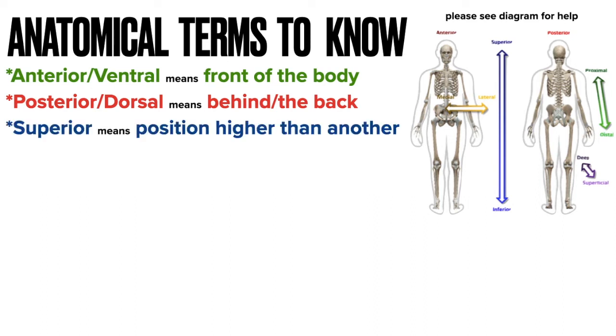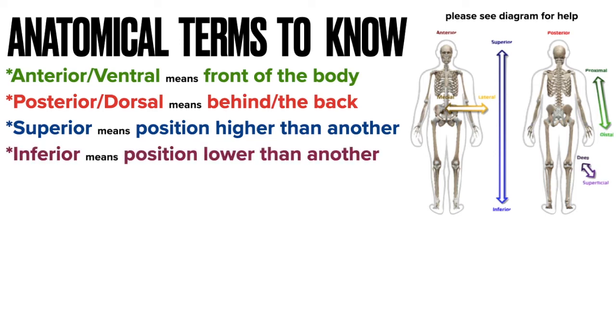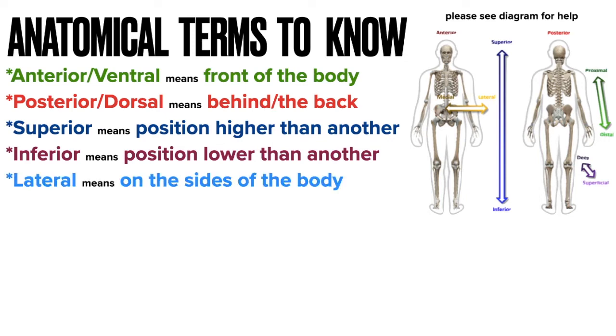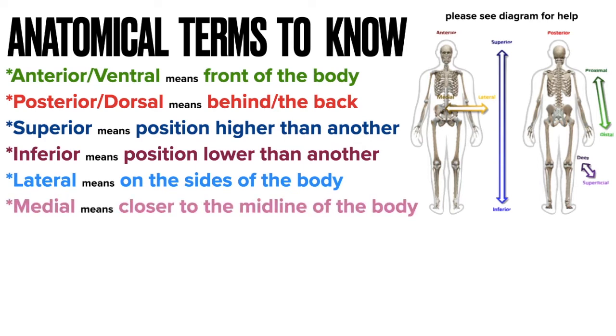Then we're going to describe two terms, superior and inferior. Superior means at a higher position, while inferior means lower down the body. Then we're going to focus on lateral, which means on the sides of the body. So that is going to be very different from medial. Medial is going to be at the midpoint. So my ears are lateral, while my nose is medial.